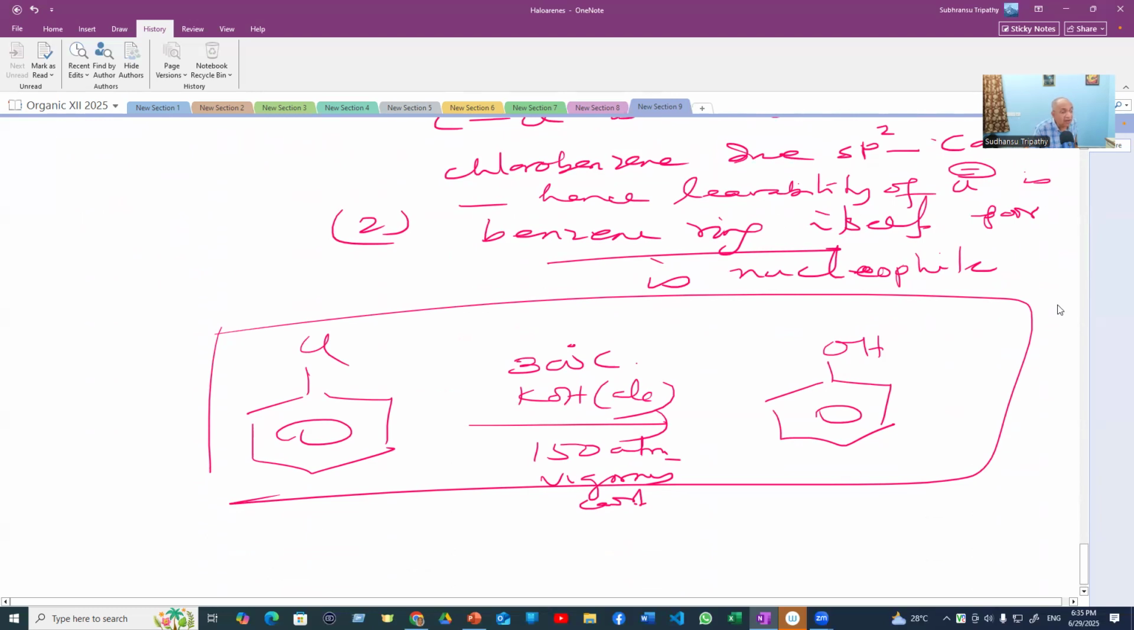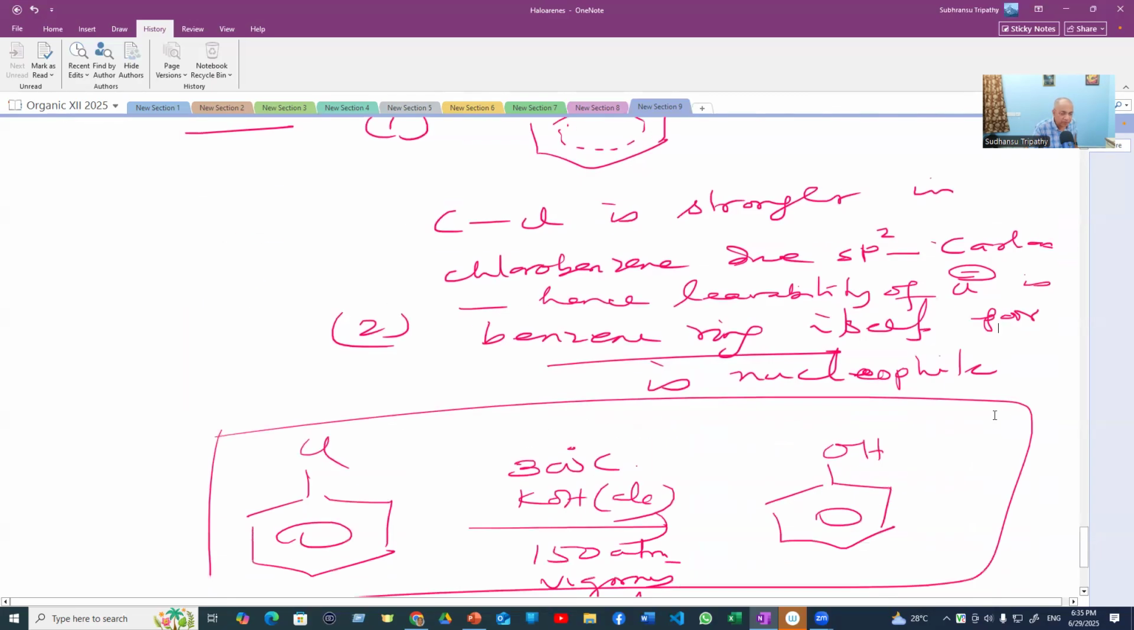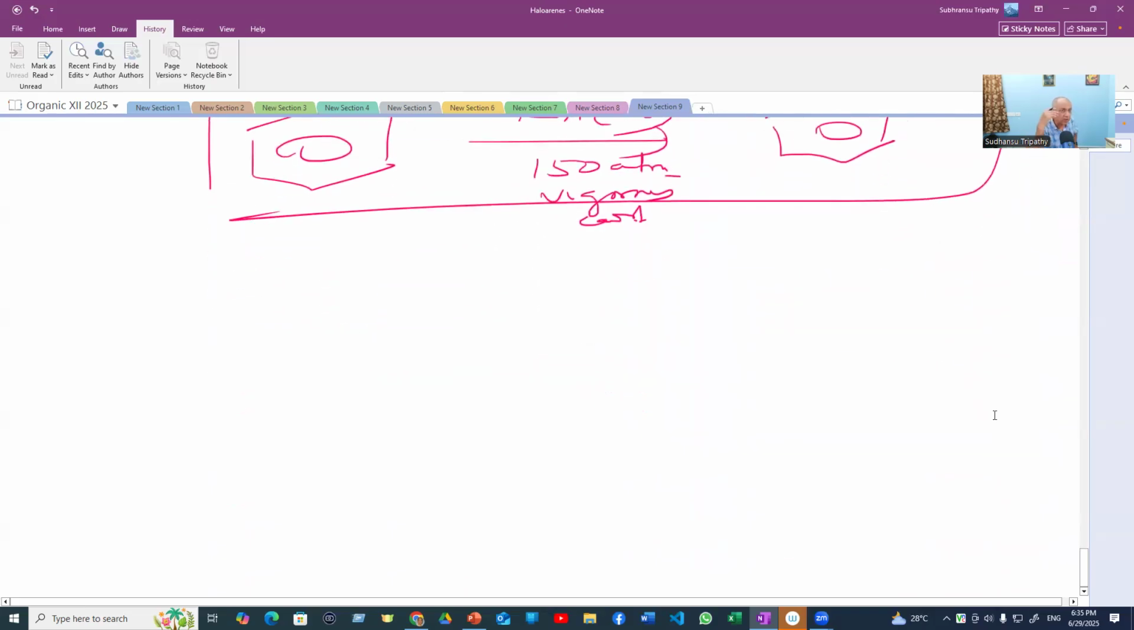Why ARSN doesn't happen in ordinary chlorobenzene? I have explained 2 points for you to answer in NCERT, in CBSE board examination. But my question is, what structural modification in chlorobenzene will make that modified chlorobenzene a fit candidate to undergo ARSN? ARSN is addition followed by elimination type of substitution.